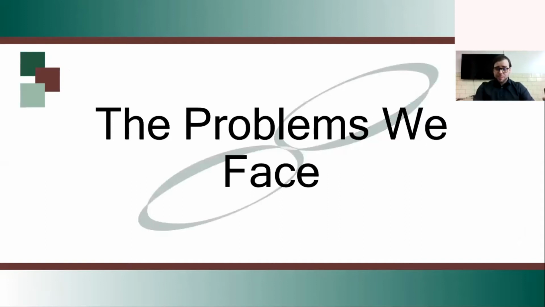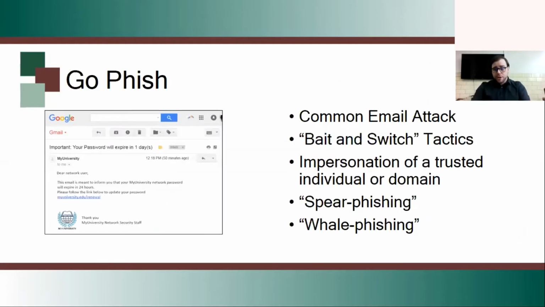So, talking about some of these problems, how do they actually affect us, or where do we see them in our day-to-day work? Phishing is probably the most common type of attack you will see working in the office or checking your emails or just in general. They are very easy to send out. They're very easy to replicate.